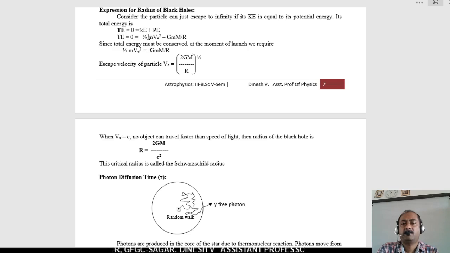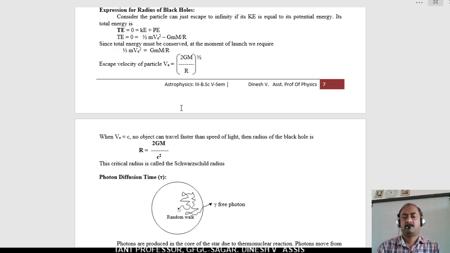Here kinetic energy becomes half m v_e squared, where v_e indicates escape velocity of the photon. That means minus G m M by R, which indicates the potential energy of the photon. Since total energy must be conserved, at the moment of launch we require half m v_e squared is equal to G m M by R. On further simplification, we get escape velocity is equal to square root of 2GM by R, or (2GM by R) whole to the power 1 by 2.